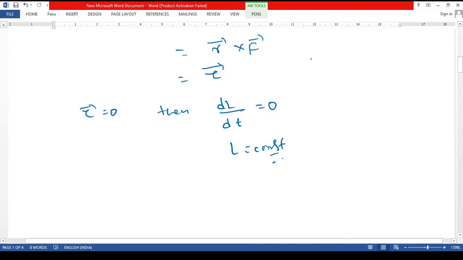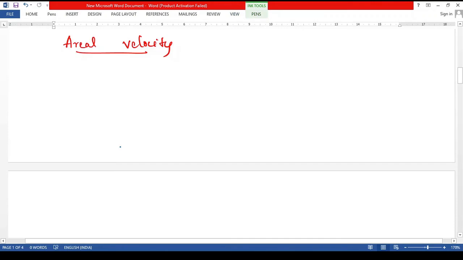Next, coming to areal velocity. Areal velocity means the area covered by the position vector of a particle per second.